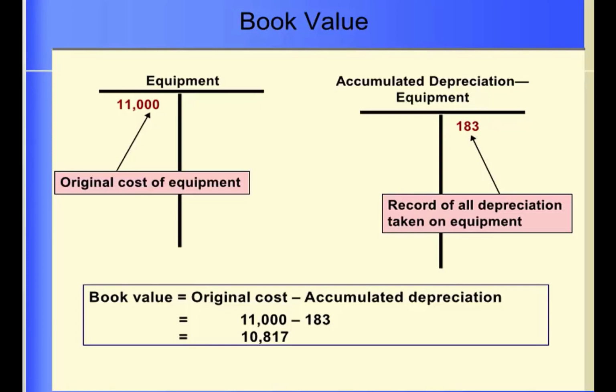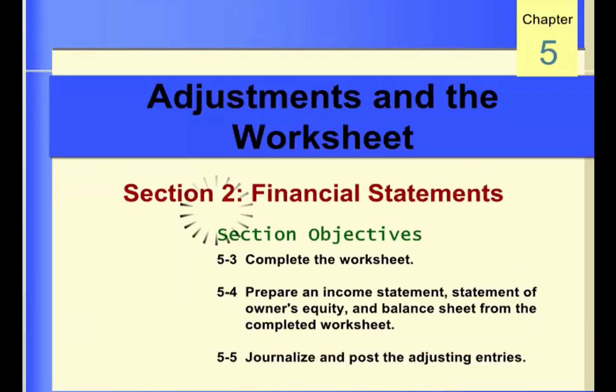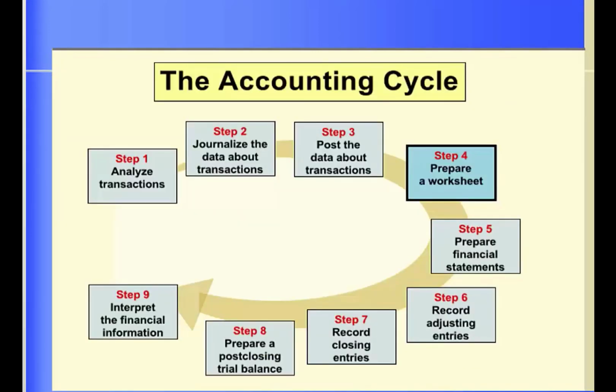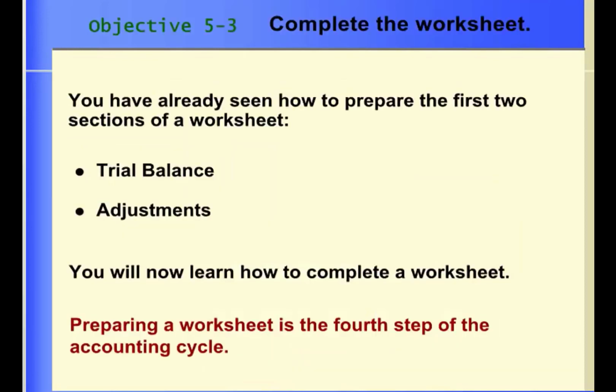Book value shows what the asset's net cost is on the books of the business. By net cost, we mean its original cost less the depreciation taken to date. It is the unexpensed portion of the original cost. The book value of our equipment right after the first depreciation adjustment is $11,000 minus $183 equals $10,817. The third objective of the chapter is to be able to complete the worksheet.